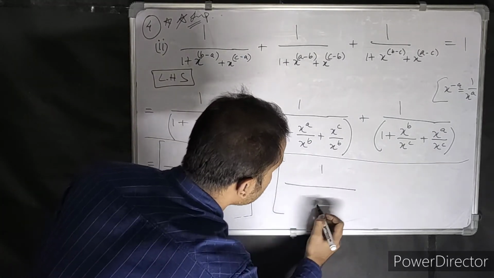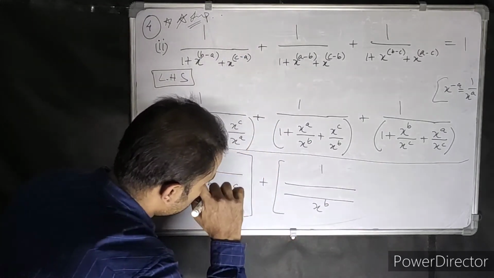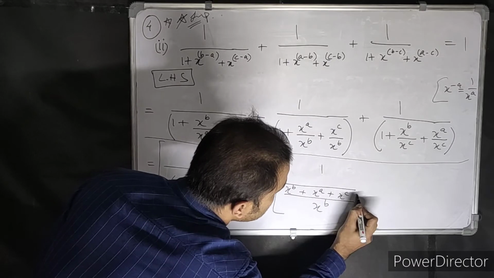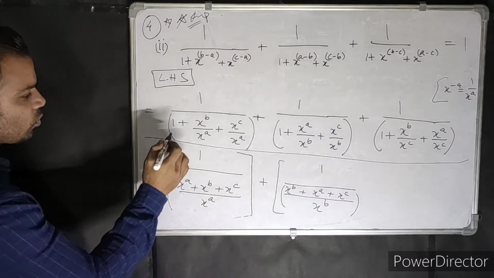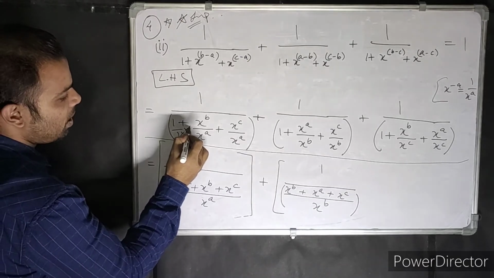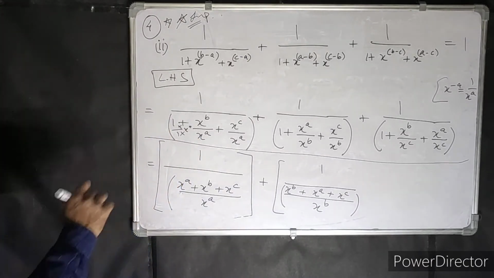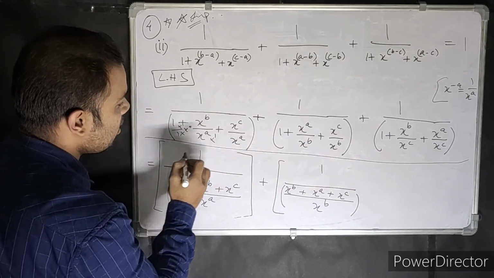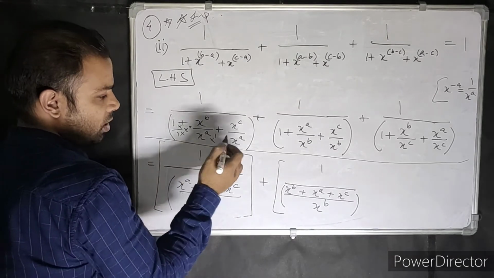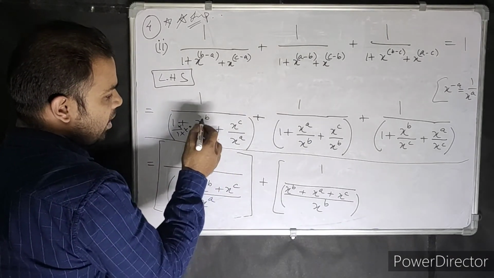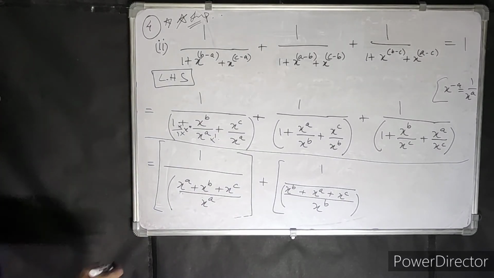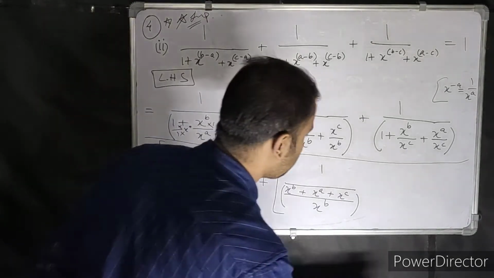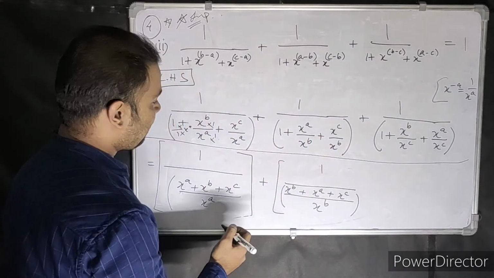Now again the same thing. X to the power b is the LCM. X to the power b plus x to the power a plus x to the power c. I hope you are understanding what I am doing. This is 1 by 1, that means 1 into x to the power a, and x to the power a into 1 is x to the power a. Now this has just x to the power a. So x to the power a into 1 is the same thing. This 1 gets multiplied both ways, right? Now simple.